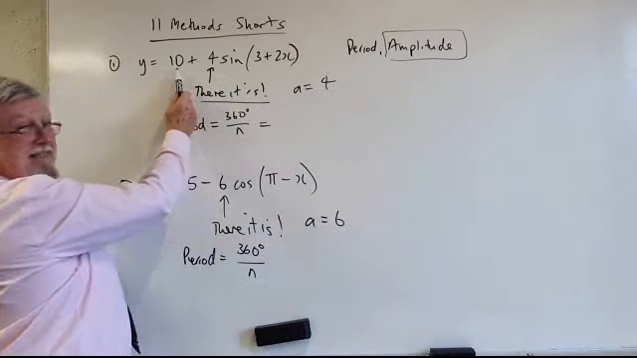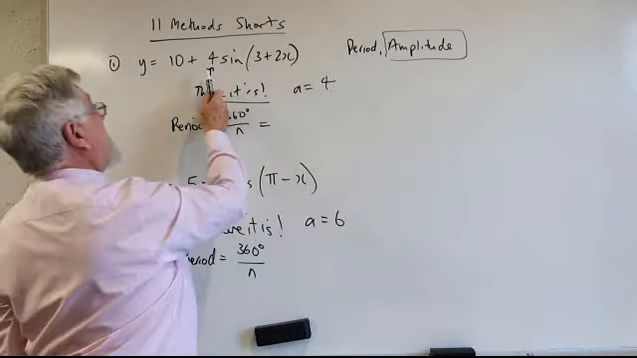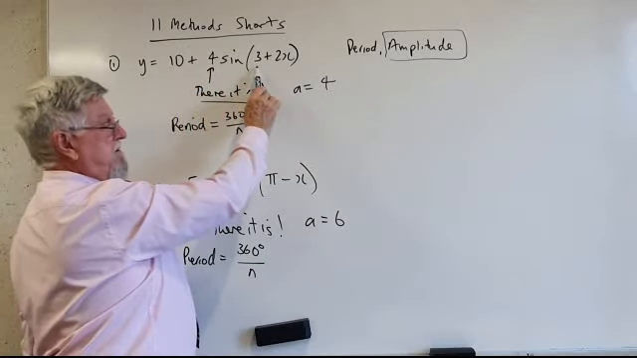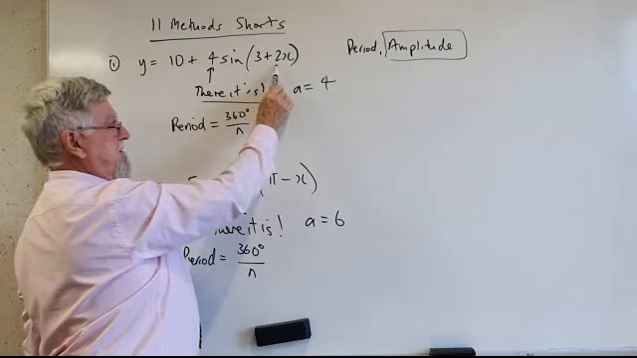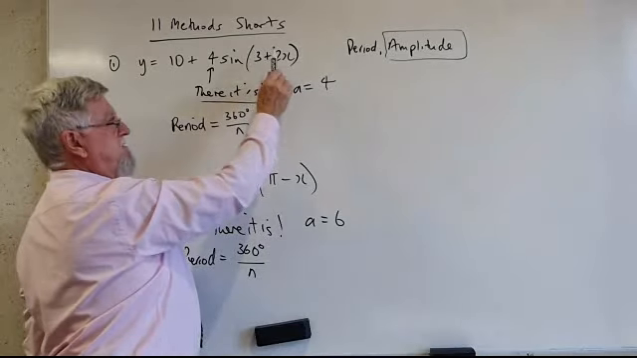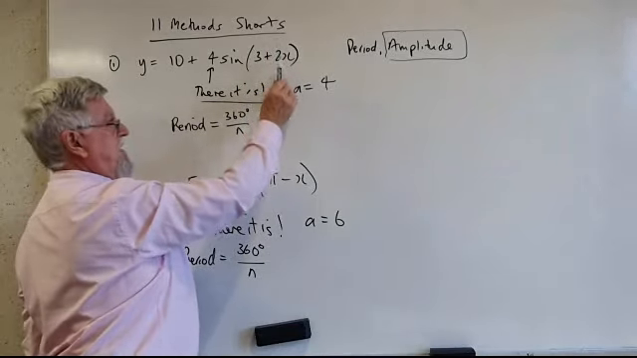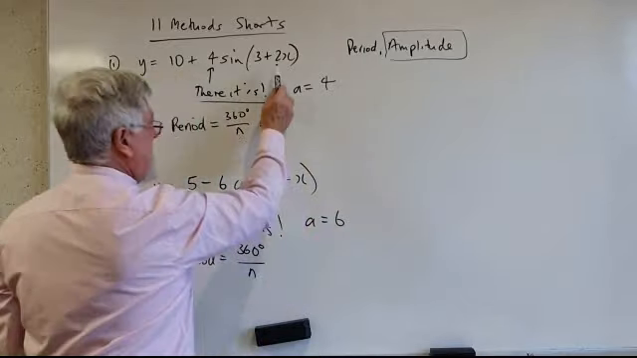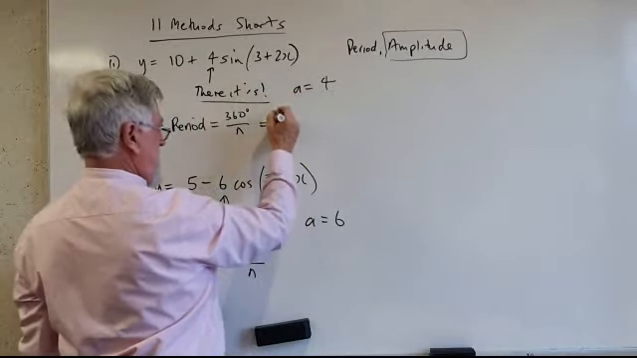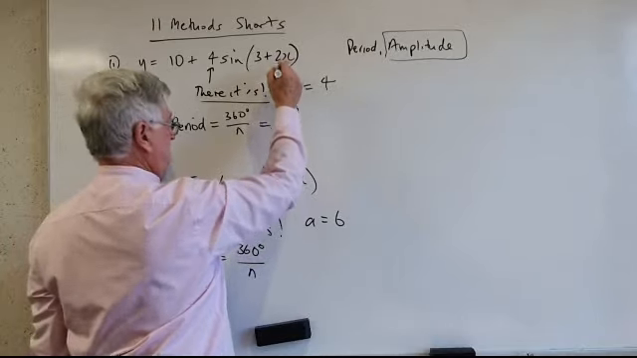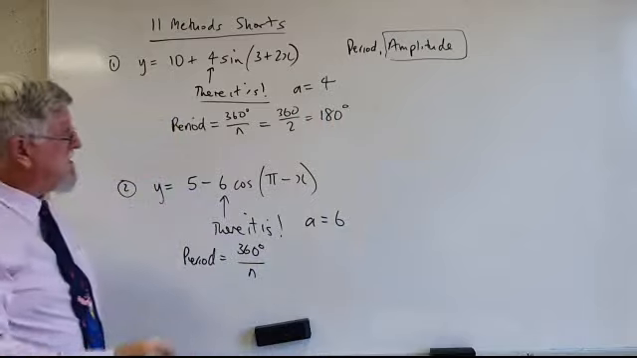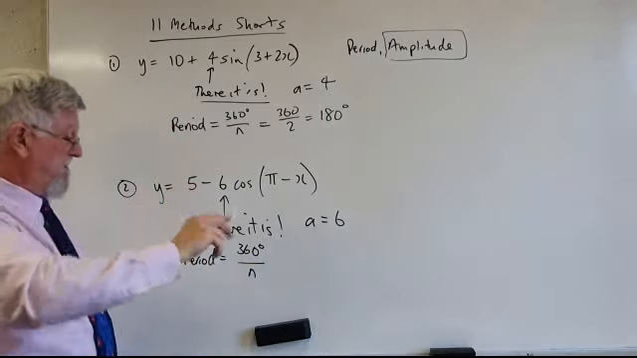Where is that number? Is it that one? No. Is it that one? No. It's that one. So the number that's the coefficient of the x on the inside, you brainwash this time, the number that's the coefficient of the x, so we go 360 divided by that number, 2, and we get 180 degrees. So this graph will repeat every 180 degrees.